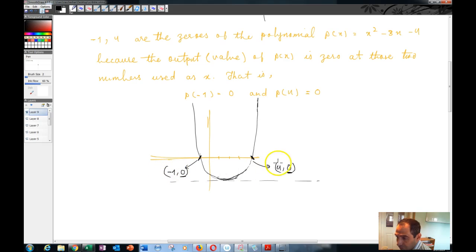And so basically any such points that you might have related to the graph of a polynomial, the x-intercepts of these points are called the zeros of this polynomial, meaning that the zeros of this polynomial are -1 and 4 over here. So that's basically the whole story here.